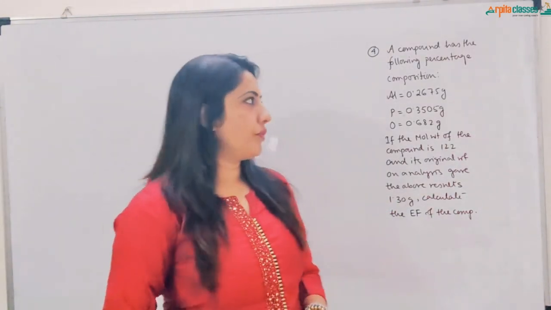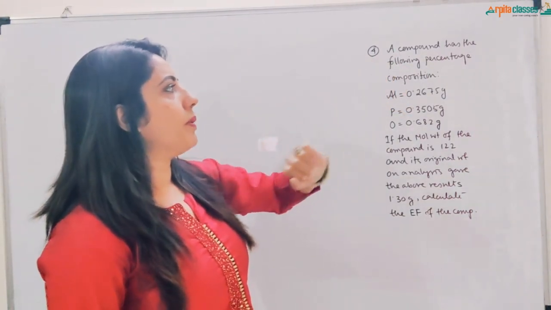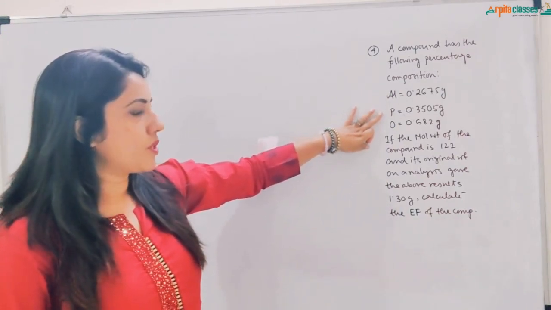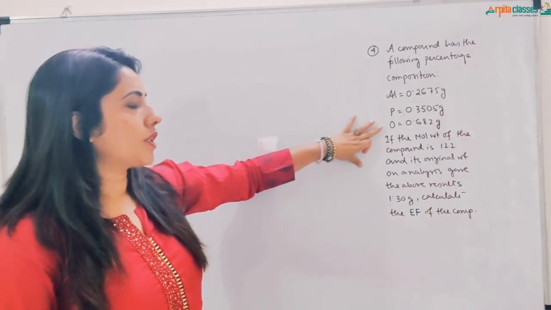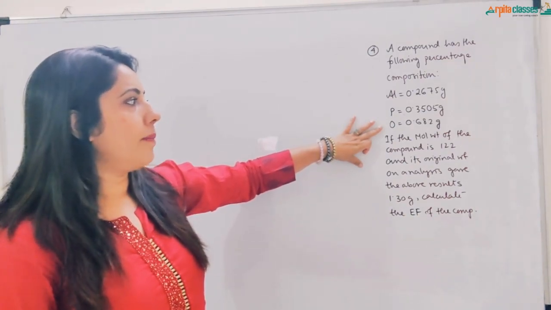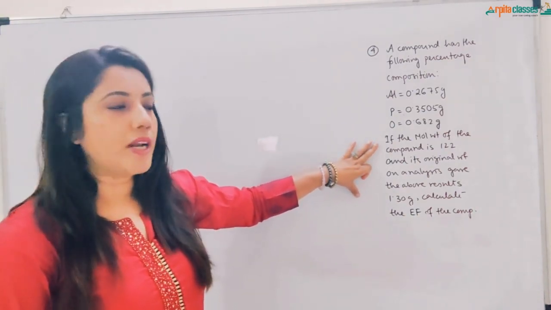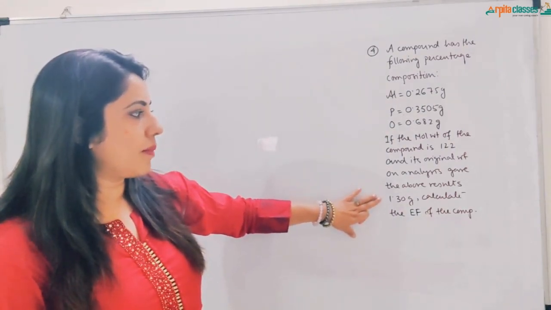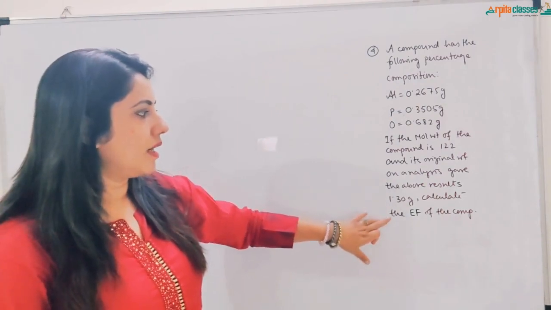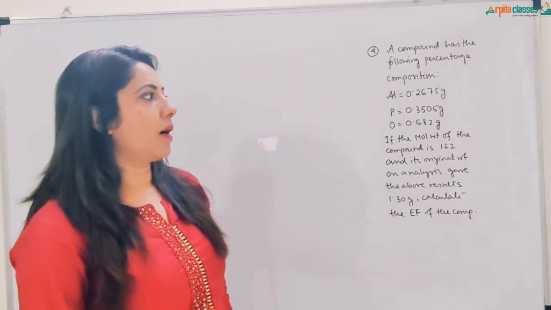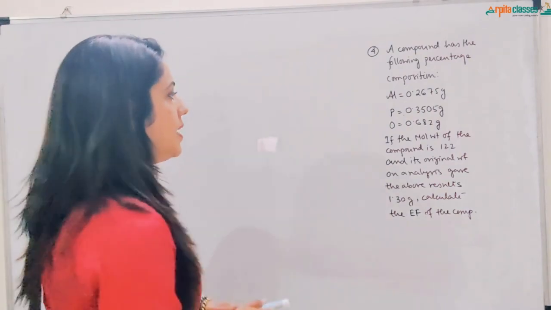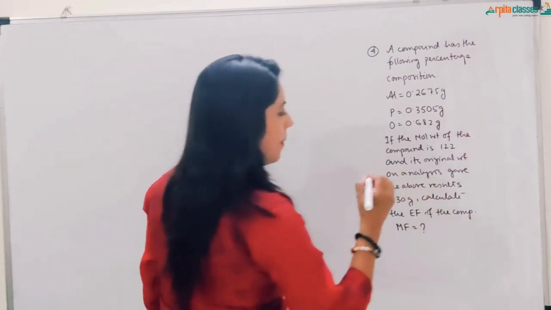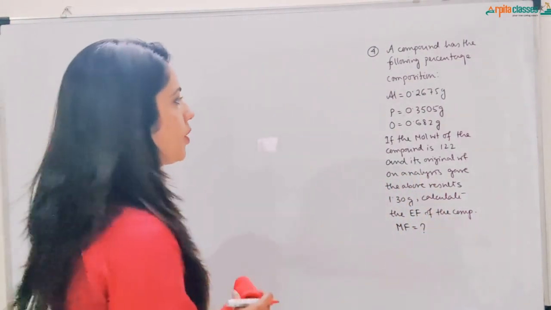Question number 4 in front of you. It says a compound has the following percentage composition. Aluminium is 0.2675 gram, phosphorus is 0.3505 gram, oxygen is 0.8682 gram. If the molecular weight of the compound is 122 and its original weight on analysis gave the above results 1.30 gram, calculate the empirical formula of the compound. Now let us see. Molecular weight is given, so we can also find out the molecular formula from here. Empirical formula they are asking, we can also find out molecular formula.